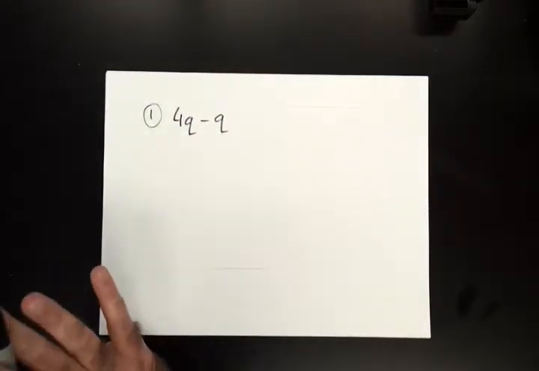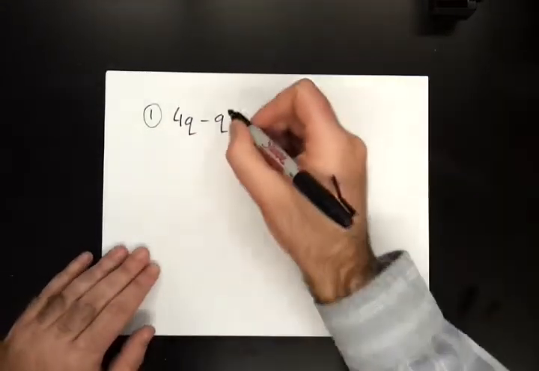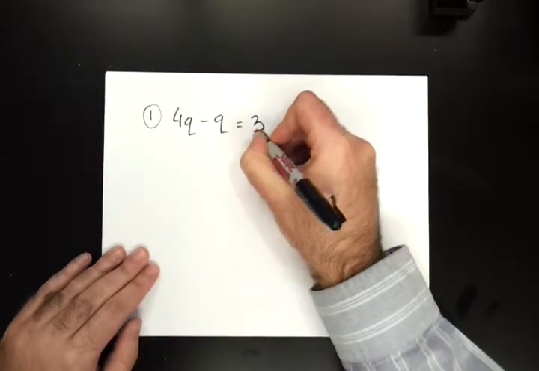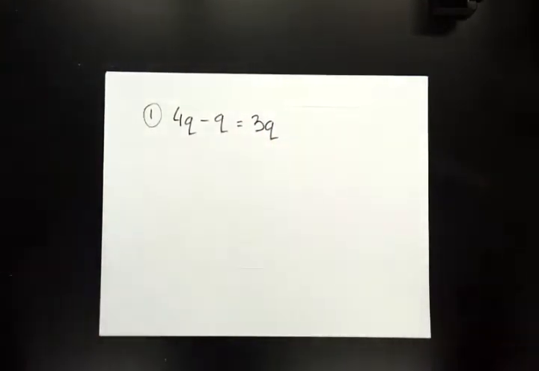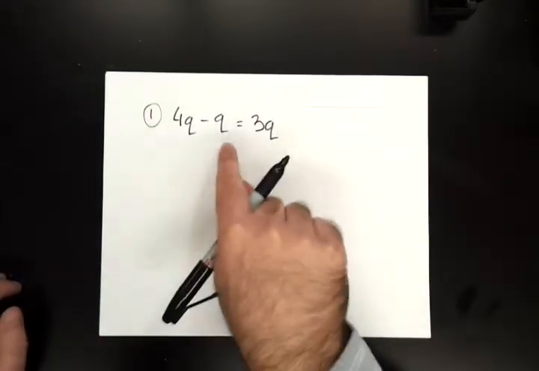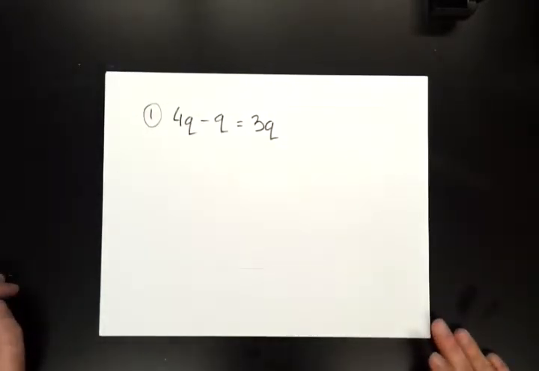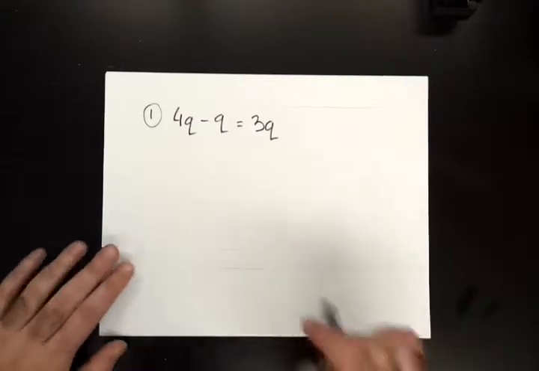So 4q's take away a q. Well, the answer to that is 3q. And that's it. There's nothing else to do. 4q take away a q, you're left with 3q's. And that's number 1. Number 2.